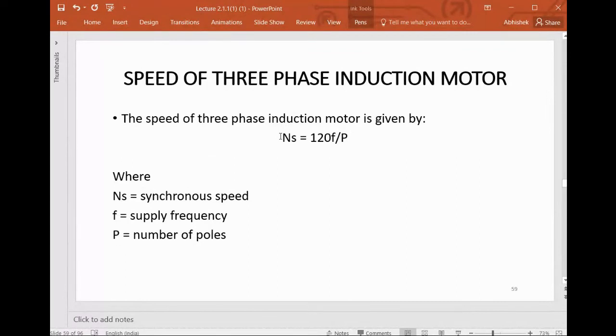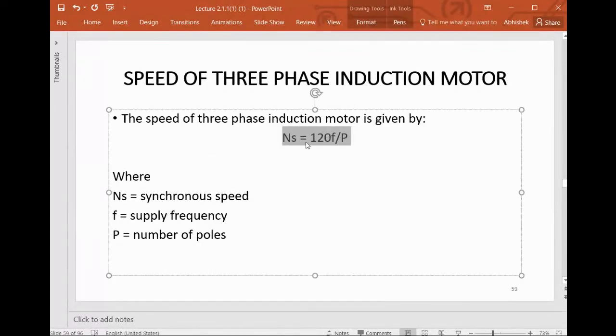Let's see the formula again, how you calculate the synchronous speed: Ns is equal to 120 f divided by P. Here 120 comes from the angle of separation between each phase, whereas f is the supply frequency and P is the number of poles. Ns is the synchronous speed you get with this formula.